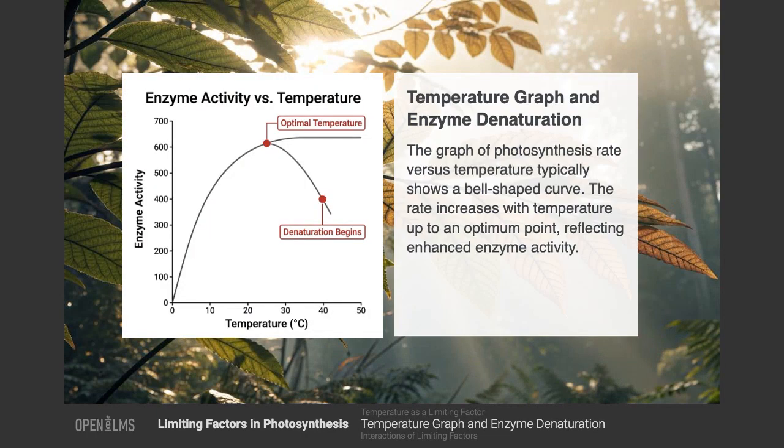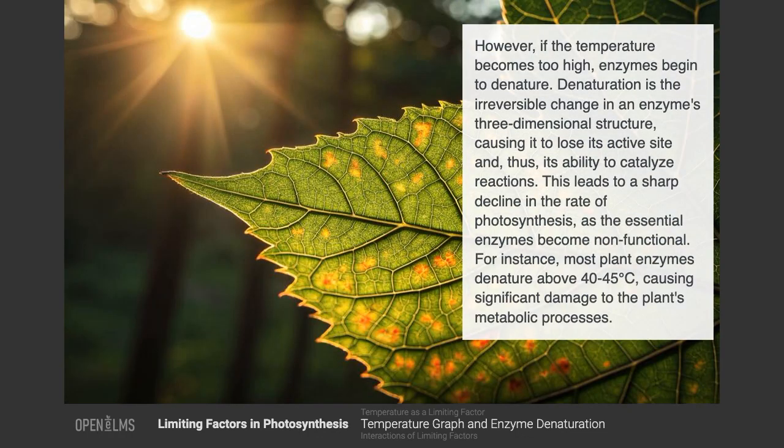Temperature graph and enzyme denaturation. The graph of photosynthesis rate versus temperature typically shows a bell-shaped curve. The rate increases with temperature up to an optimum point, reflecting enhanced enzyme activity. However, if the temperature becomes too high, enzymes begin to denature.